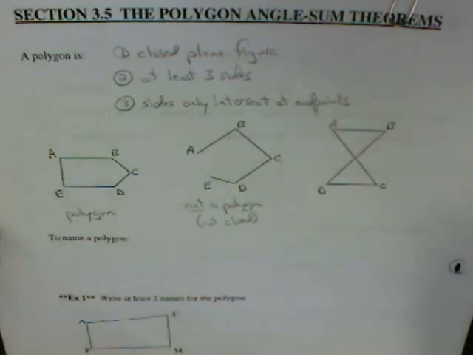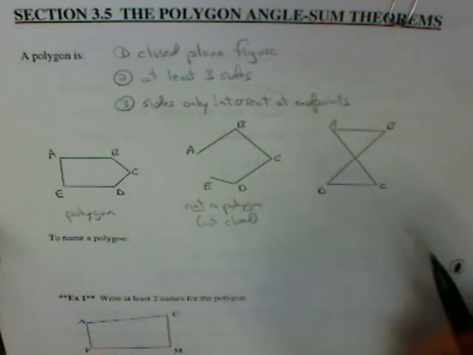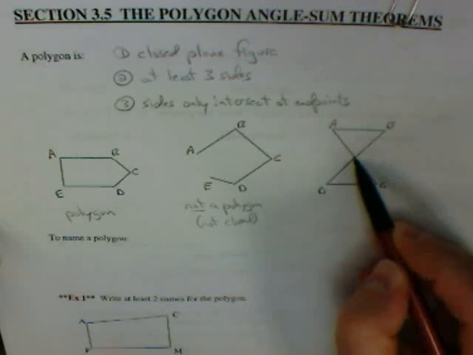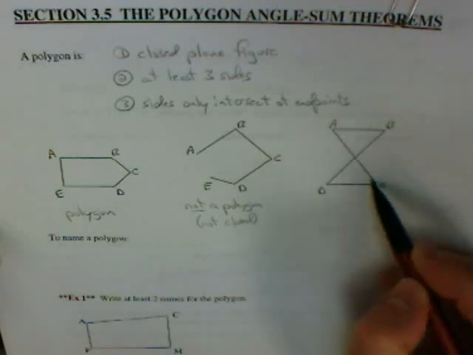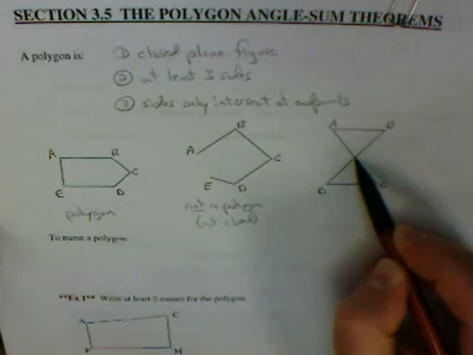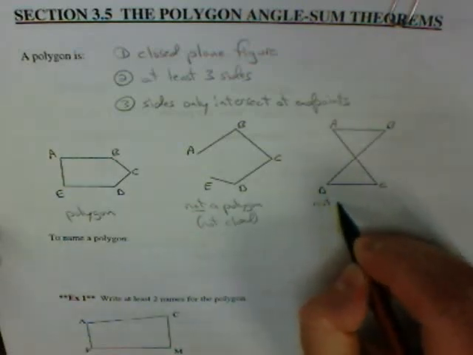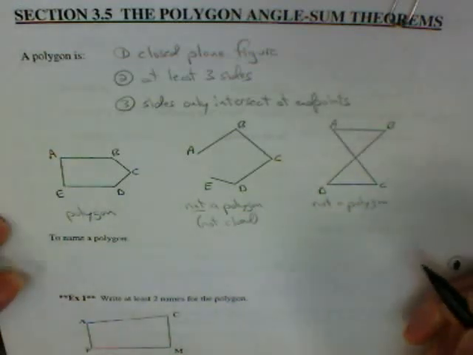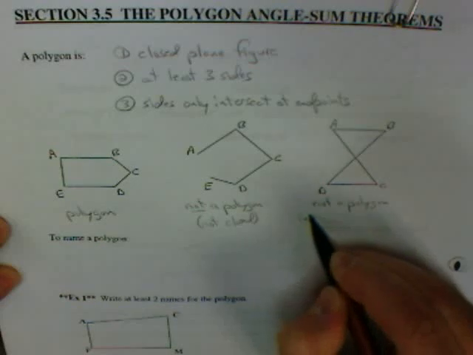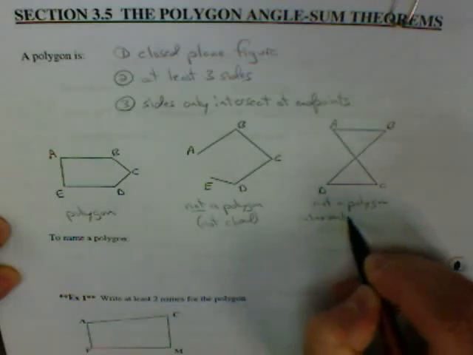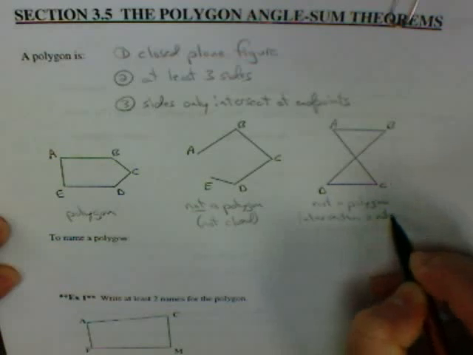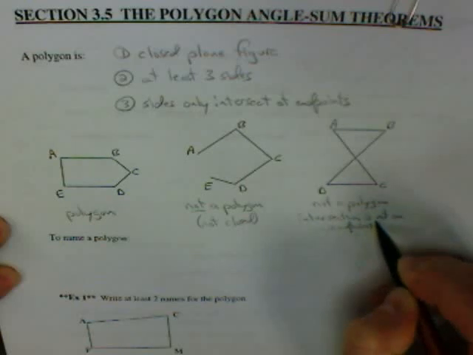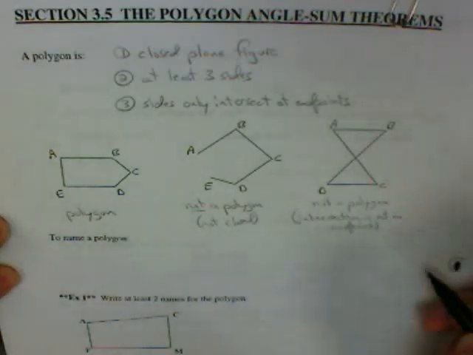It is not closed. And the last one is at least three sides, and it's closed, but the problem is you have these crisscrossing lines. These two sides intersect right here, and that is not an endpoint, because you have from A all the way to C, from D all the way to B, so this is not an endpoint whatsoever. So this violates the third rule up there, so this is not a polygon. And our explanation is intersection is not an endpoint.